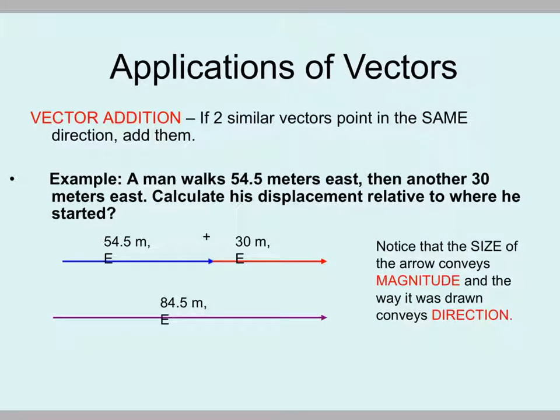Let's begin with vector addition. If we have two similar vectors pointing in the same direction, we can add them up. The example we will look at is a man walks 54.5 meters east and then another 30 meters east. So we would calculate his displacement. The first vector is 54.5 meters east, and then he walked 30 meters east, and because they are in the same direction, we add these up and we would get a total displacement of 84.5 meters. Notice that the size of the arrow conveys the magnitude, and the way it was drawn conveys the direction that the individual is moving.